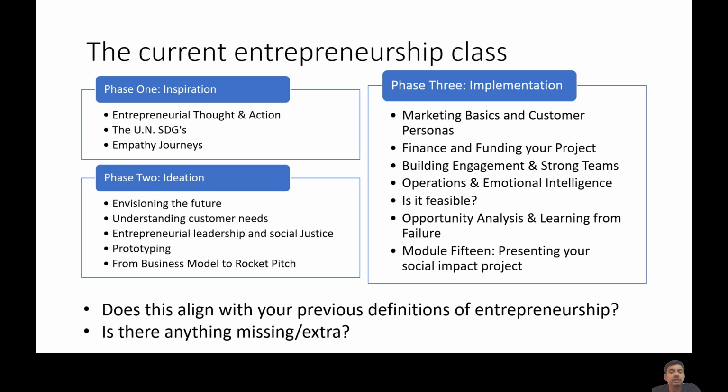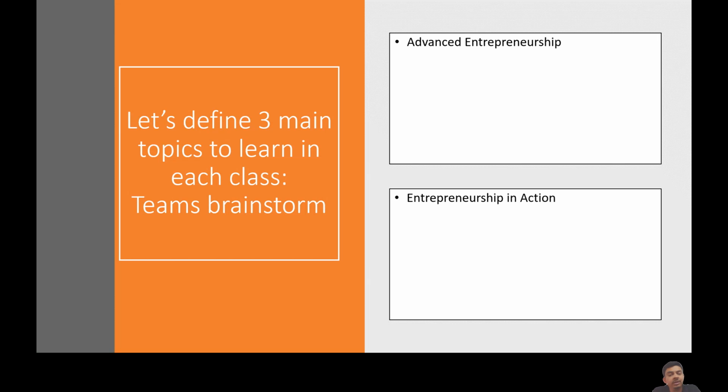After discussing this, the groups would be discussing between themselves, between the people in each team: does this align with the previous definition of entrepreneurship that they have shared in each team, right? Is there something missing? Is there something extra or different that they would be adding here? Next up, each team would be defining at least between 3 to 5 topics to learn in each of these classes, in Advanced Entrepreneurship and in Entrepreneurship in Action.